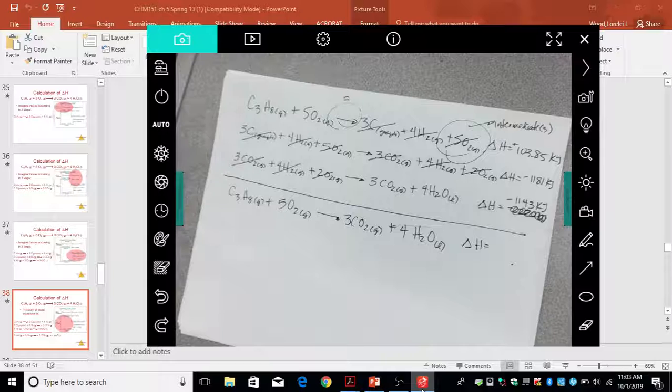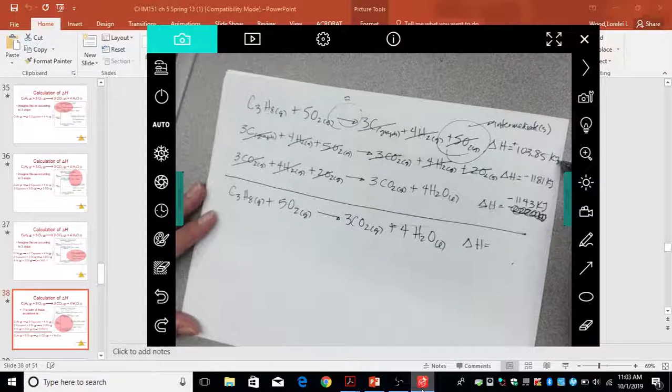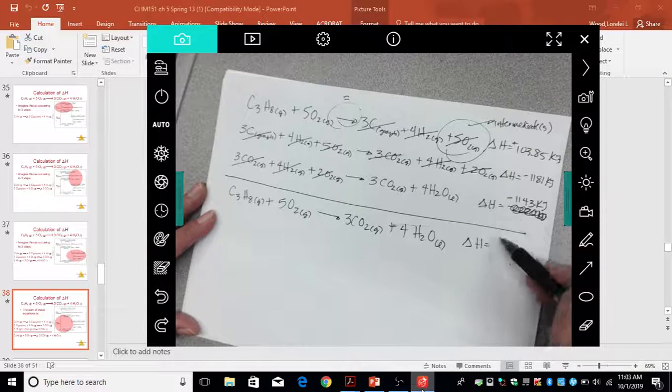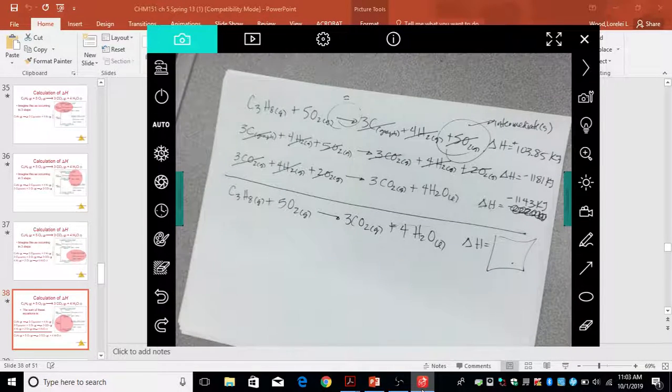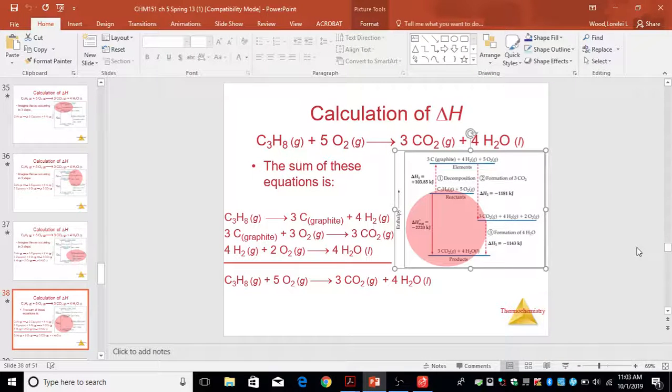Add them up. It's just the sum. So you take a positive, that number, a negative, that number, and a negative, that number. And when you add them all up, the value should be what the overall enthalpy change was for the individual steps, right? And that should be, what's our overall enthalpy change? What should it be? Negative 2220.